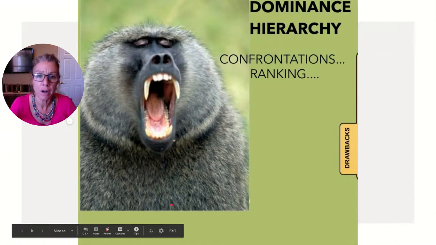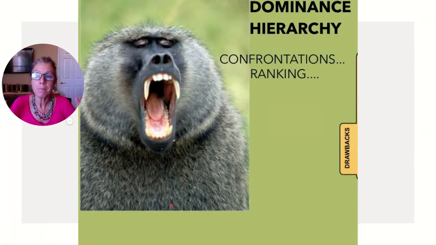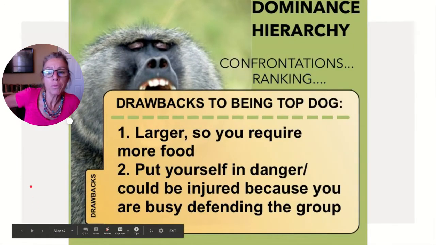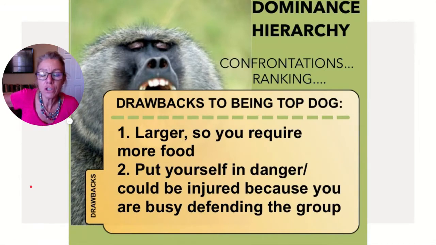So when you have dominance hierarchies, maybe you have heard of them as pecking orders. If you're on a tennis team, and you're number 3 singles and you think you should move up in the rank, you have to beat number 2 or number 1 in order to move up. So there are whole ways of confrontations and moving up and down in the rankings. That takes a lot of energy, a lot of food. So there are drawbacks to those dominance hierarchies. You're larger, you require more food, you put yourself in danger because you're the one defending the group. And so that puts you at greater risk. All right, and I think you have all of that.